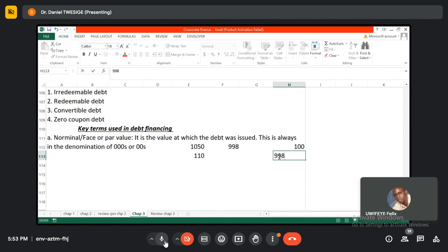Okay. So please look at the values that you have been given. Then from there you can identify, because debts are always in hundreds, they are always in thousands.